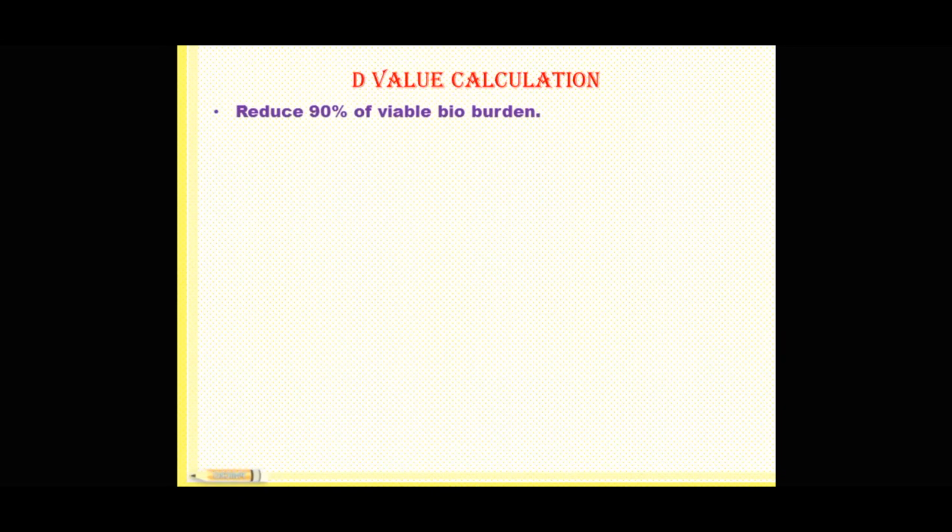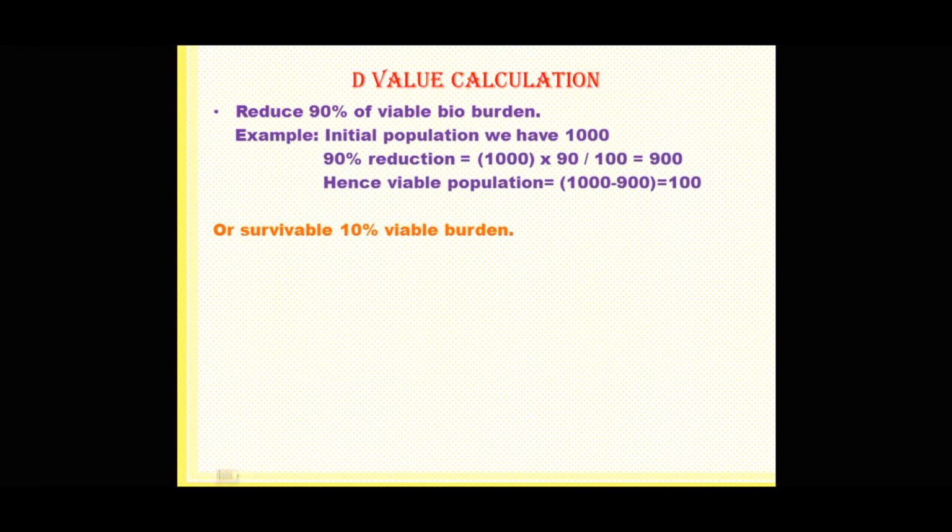D-value calculation we can do in two ways. 90% reduction of viable bioburden, or survival of 10% viable bioburden. So for example, the initial population we have is 1000 cells. 90% reduction means it will be 900, right? So hence the viable population should be 100. So what is the D-value now? The time required to reduce the bioburden from 1000 to 100 is called D-value.